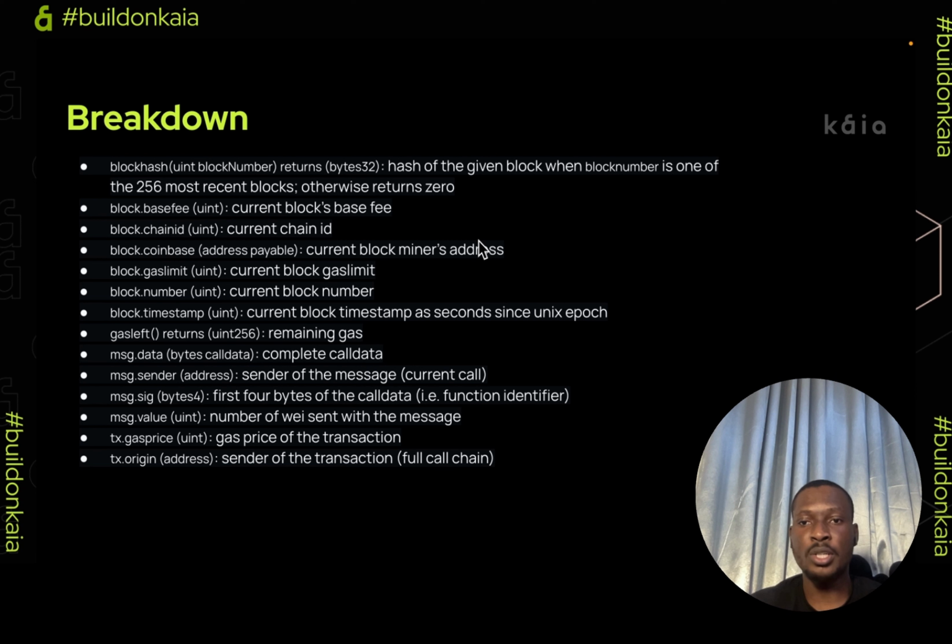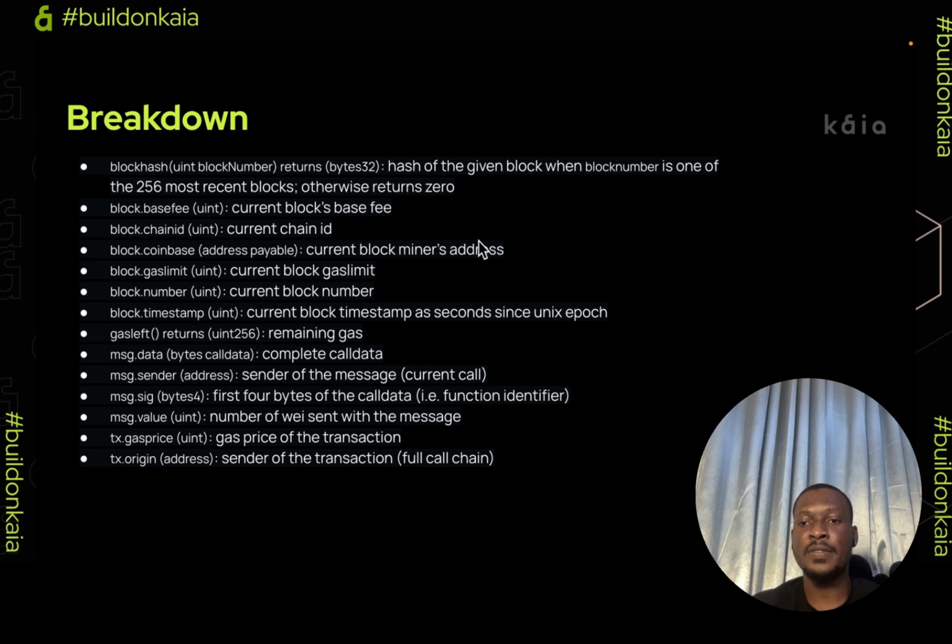Take for instance, block.chainid returns the current chain ID. Different blockchains have their own chain ID. We have block.number, which returns the current block number. We have block.timestamp. You see this a lot. It returns the current block timestamp as seconds since Unix epoch. Unix epoch is basically the number of seconds that have elapsed since January 1, 1970.